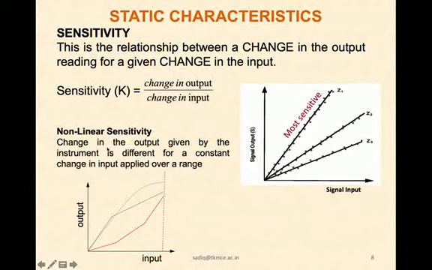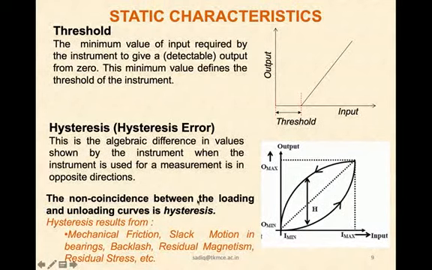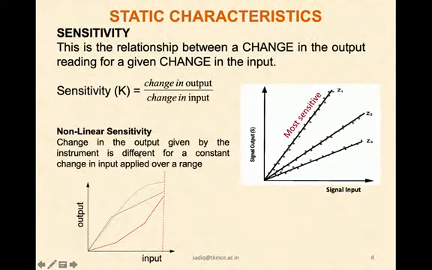Again, non-linear sensitivity is when the change in output given by the instrument is different for a constant change in input applied over a range. That means even if there is a constant change in input, the output over the entire range, this range of measurement, can have a varying slope, like this. So this is an example of non-linear sensitivity, where the sensitivity varies.